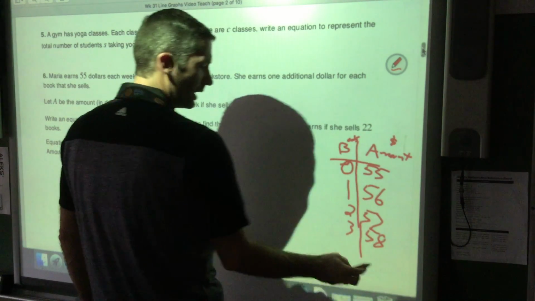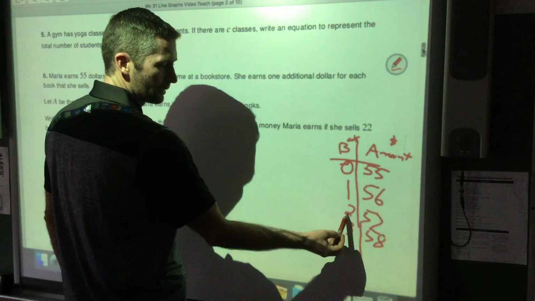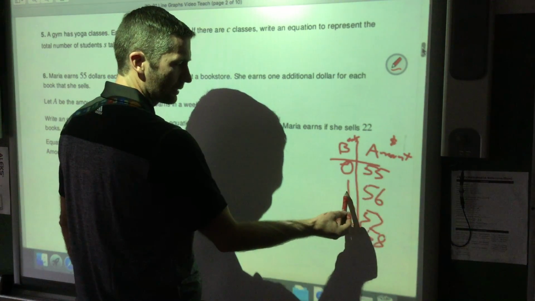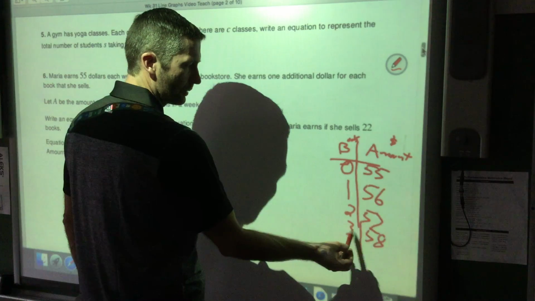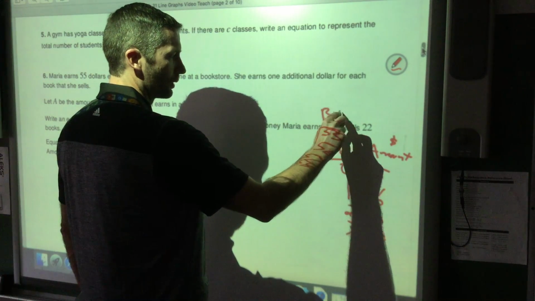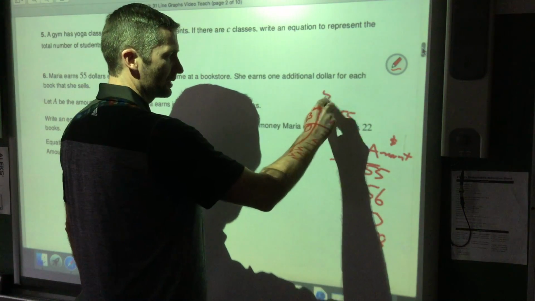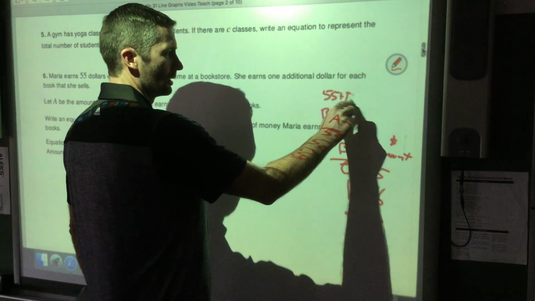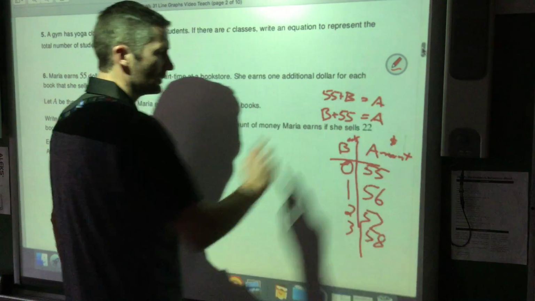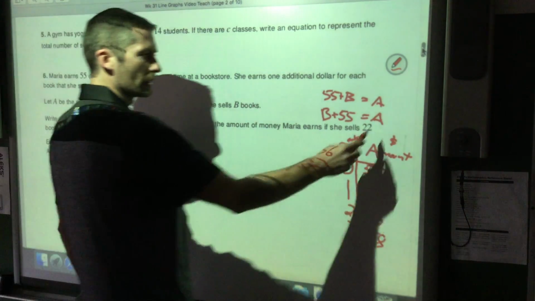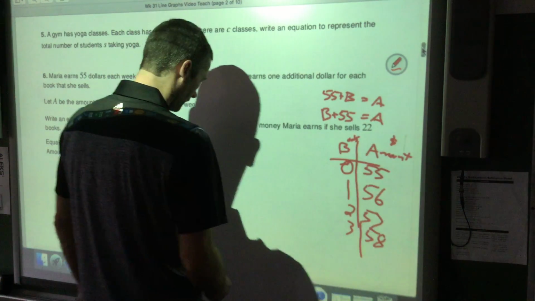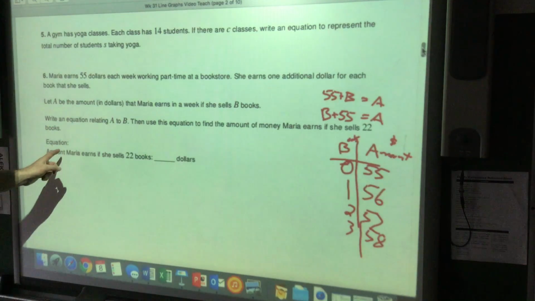We gotta figure out how to get from here to here. We know we're not gonna multiply. Let's try adding. Let's try adding 55 each time. So B plus 55, or it makes more sense, 55 plus B is gonna give us our amount. Either of those equations works. Or you could say the amount minus B equals 55. A lot of ways to write it.